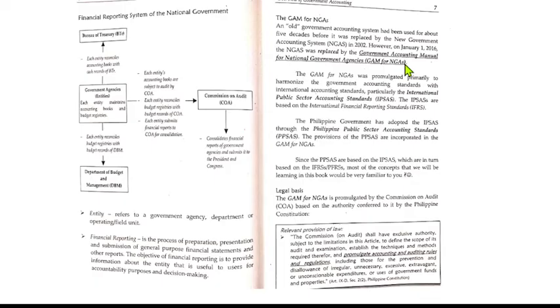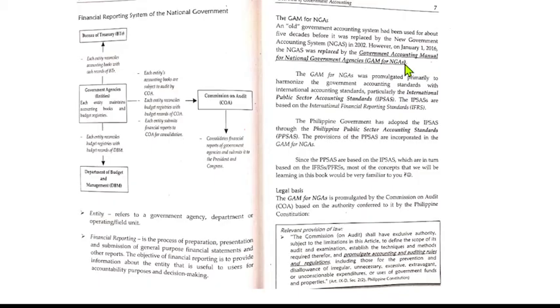Kaya meron pa tayong GAM for local government units is because meron tayong Local Government Code. So merong mga provisions in the Local Government Code that do not apply to national government agencies. Kaya nakahiwalay yung accounting manual nila. Basically, they are essentially the same sa mga basic concepts but on some details ay nagkakaiba sila.